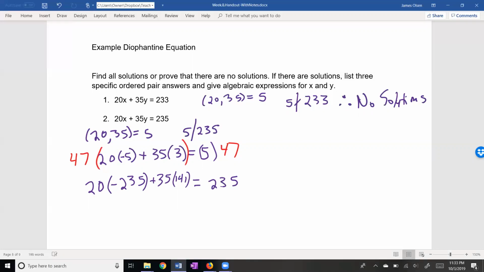If it's on the calculator portion of the exam, it's a good idea to check that on a calculator. So my x naught is negative 235, and my y naught is 141. So now we're going to be writing my general solutions. And I don't want x naught on the left-hand side of the equation. I just want x.